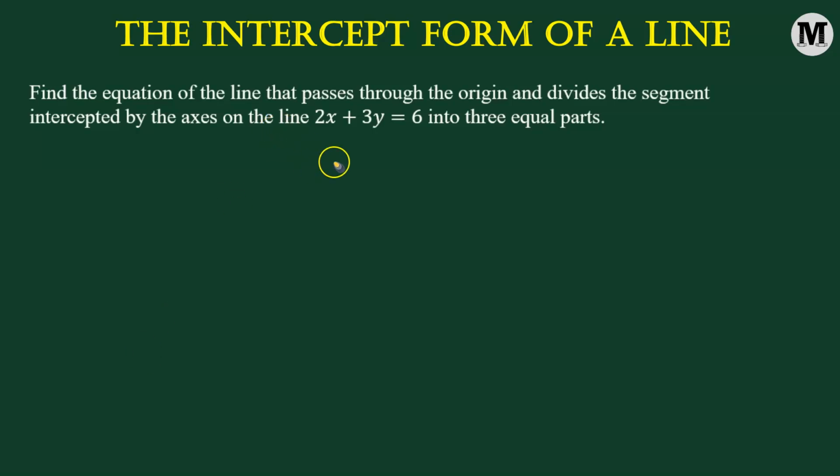Find the equation of the line that passes through the origin and divides the segment intercepted by the axes on the line 2x + 3y = 6 into 3 equal parts. Let's try to understand the problem graphically first.